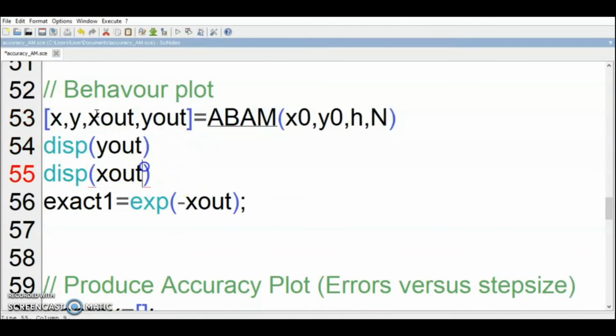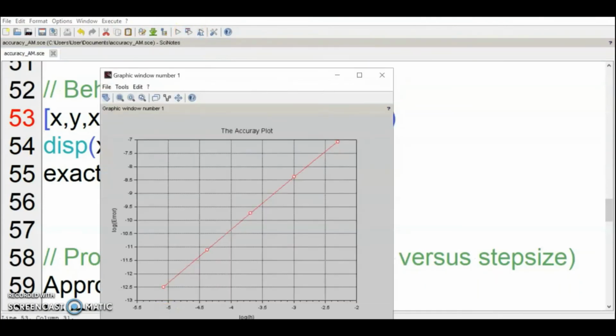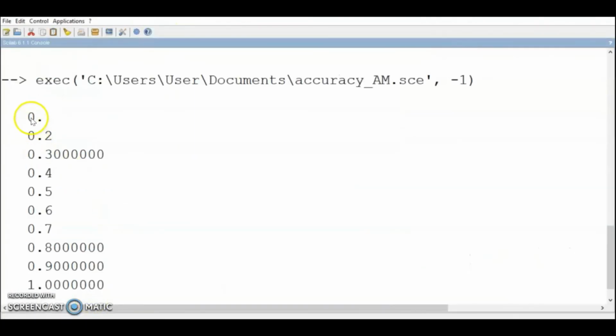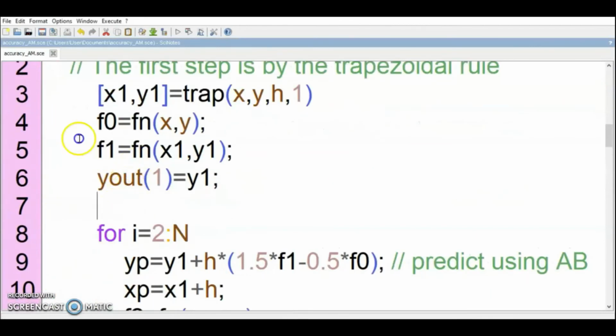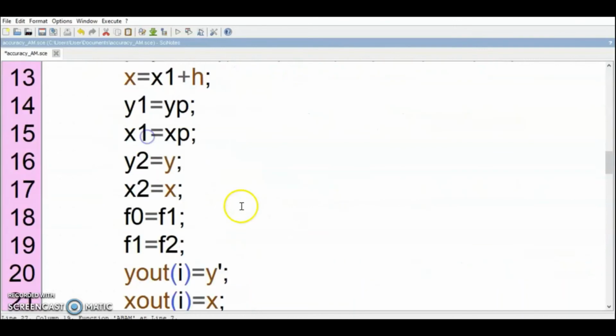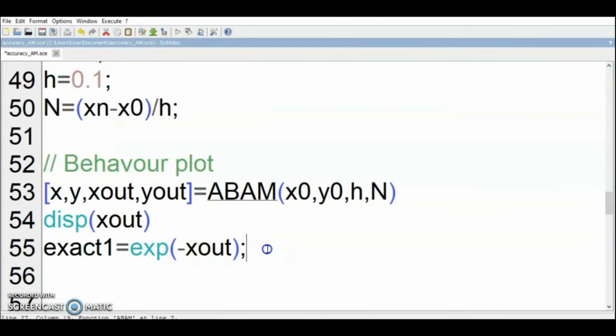I'm going to remove, comment this term, and let's see what values of x out appear. There you go. See that? 0, 0.2. Where's my 0.1? So I need to do the same thing I did for my y out here. Say that x out 1 is my x1, meaning the first value is from the trapezoidal rule, and the rest is from this loop here. So this is my exact solution.